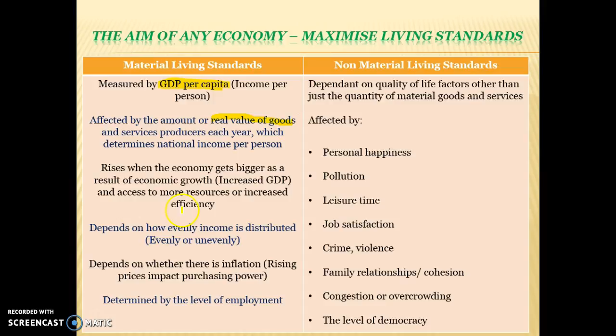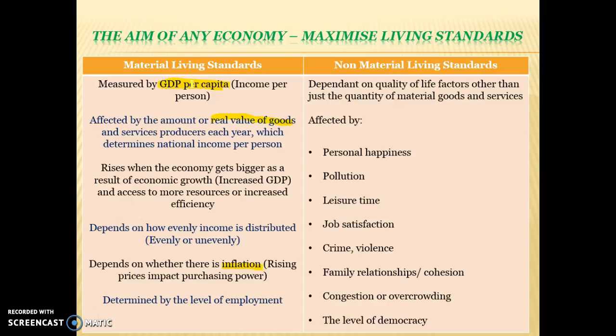It also depends on the level of inflation. So GDP per capita might rise from 50,000 to 60,000, but if we have a high level of inflation and prices double, then people's purchasing power is also reduced. And it's also determined by the level of unemployment or the level of employment in the economy. So material living standards are measured by GDP per capita, income per person, and it's about the real value of goods and services that an economy produces.